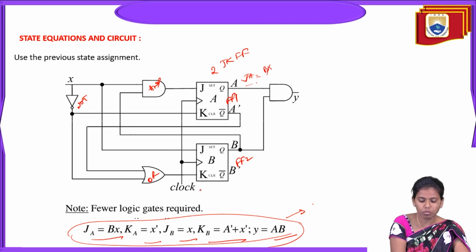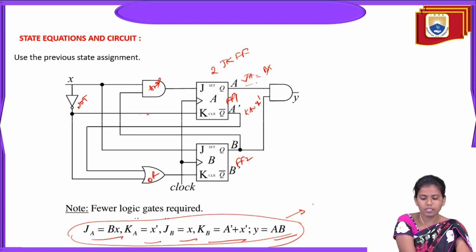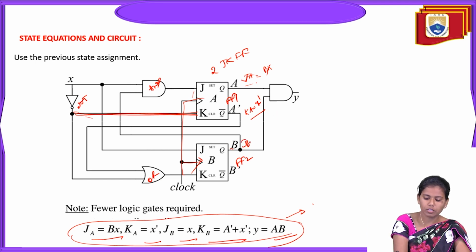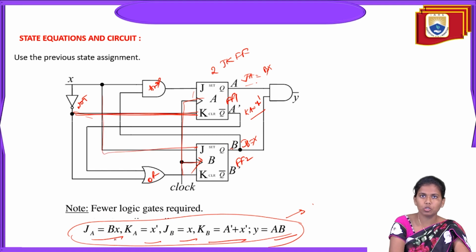Okay, so JA is equals to BX, and where is KA? K is equals to X bar. See, this is X bar, KA is X bar. And J is equals to BX, so this is BX, and the clock is given to all of them. And then JB is equals to X. Where is JB? JB is equals to X. So simply this is the X.